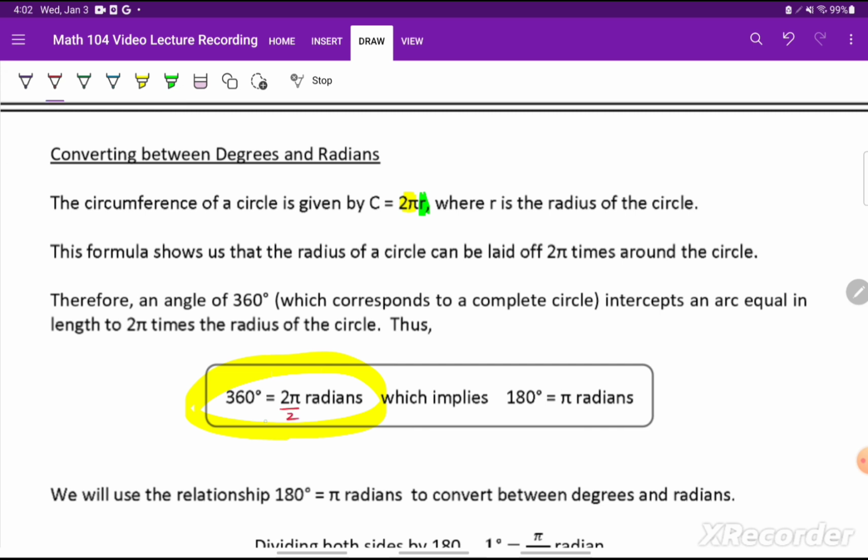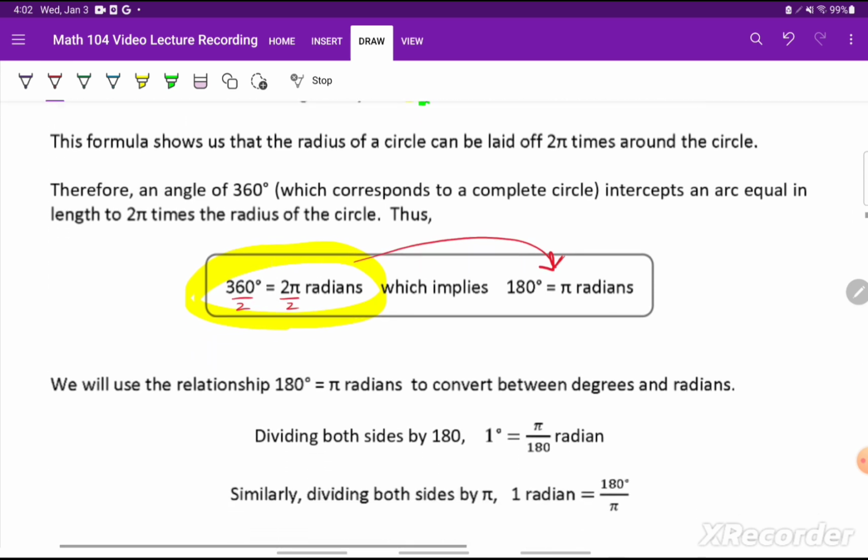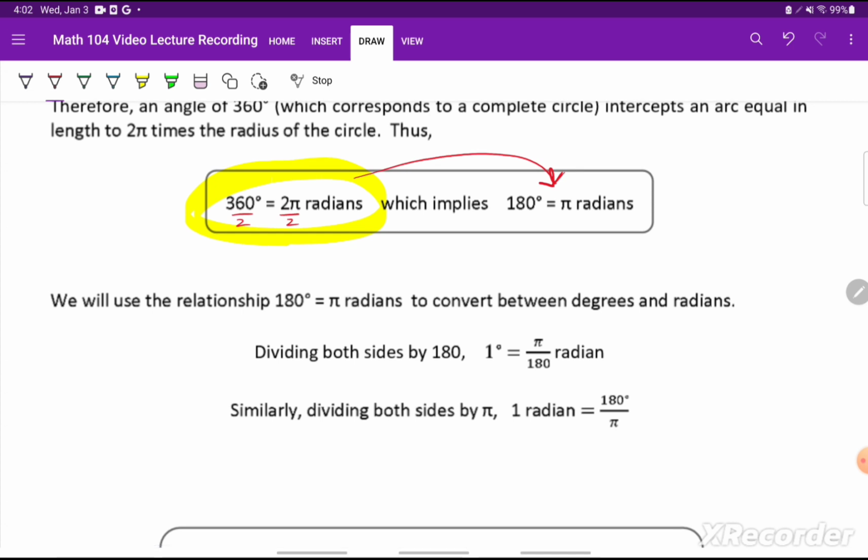We can take each side of this equation and divide it by 2, and that's going to bring us to the fact that 180 degrees is equal to pi radians. That's important too, but I feel like knowing that 360 degrees is the same thing as 2 pi radians is critical. Well, we're going to use the relationship that 180 degrees equals pi radians to convert between radians and degrees.